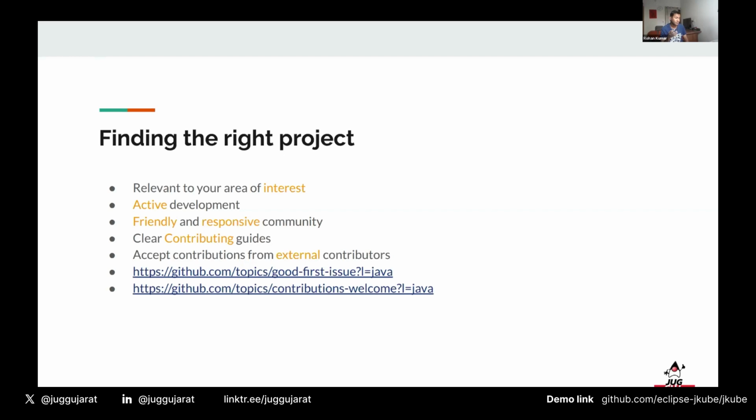And again, this next point also relates to the previous one, that you should see whether this is an actual open source project and it actually accepts contributions from external contributors. You can check on GitHub the topics of good first issue and contributions welcome. It would give you a huge list of projects. You can browse through the projects and pick one that piques your interest, and just keep the checklist that I shared with you, and try to see whether those projects are meeting all the requirements. Then you can probably proceed forward.